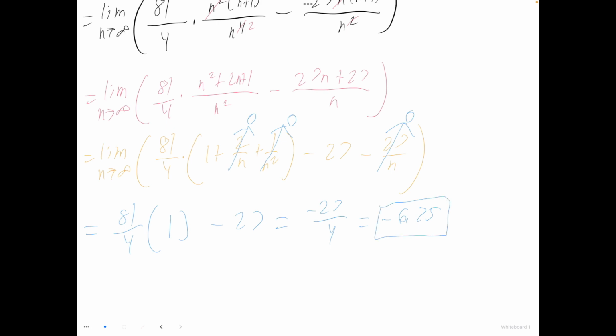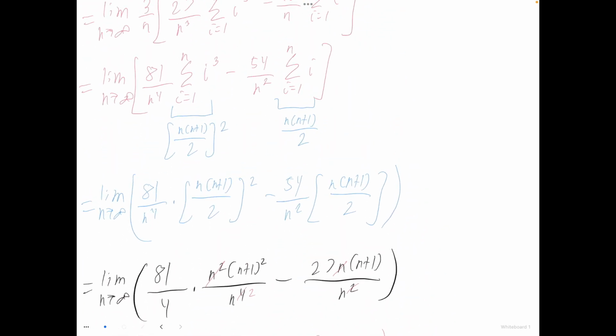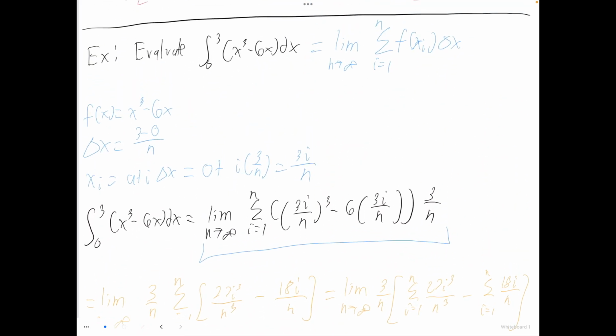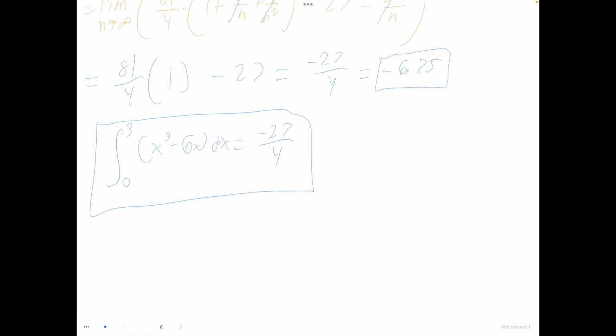And so we were able then to compute, just as a reminder, what we found is the integral from 0 to, it was 3, I think. Let me look, yeah. 0 to 3 of x cubed minus 6x dx is equal to negative 27 over 4. So that's what we just did. But notice how much work it took. We started the problem right there, and that's how many steps it took.